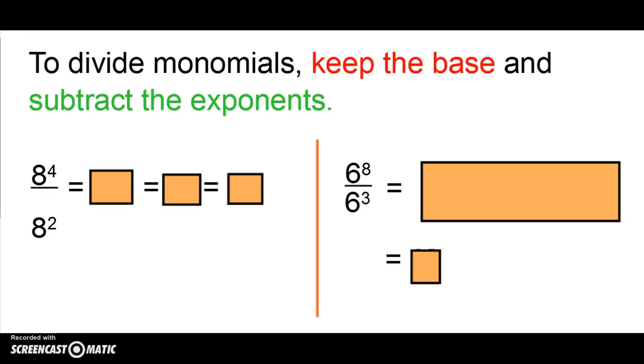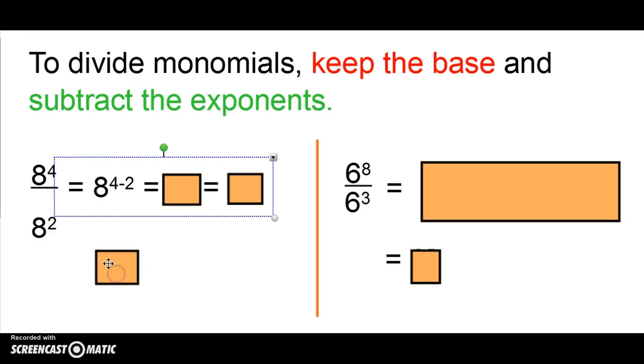So here we go. This looks like 8 to the 4th divided by 8 squared. So you would subtract the exponents, 8, and then your exponent would be 4 minus 2.